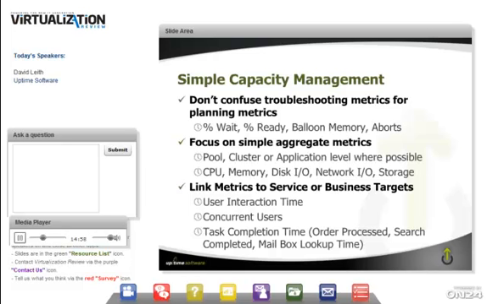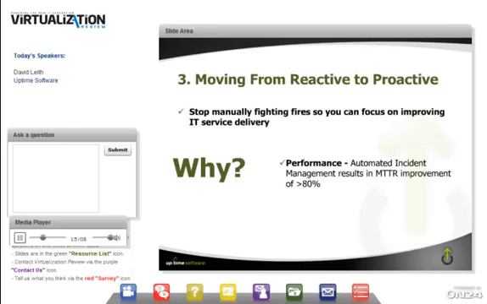The third thing that I would talk to users about who are stuck in this position and want to do better with their VMware monitoring, it's all about moving from a reactive to a proactive approach. And what do I mean by that? I mean that you need to stop manually fighting fires so that you can really focus on those higher-value tasks such as planning and improving your service delivery. Right, from a performance point of view, this is very important.